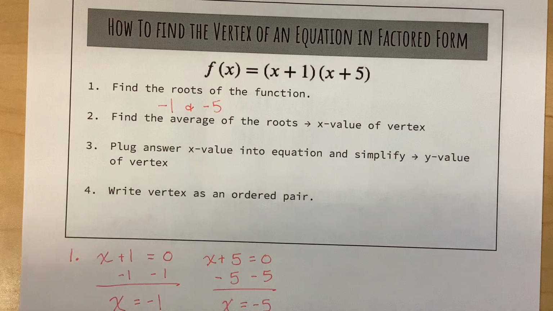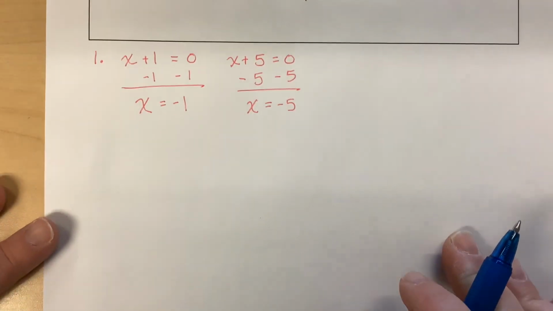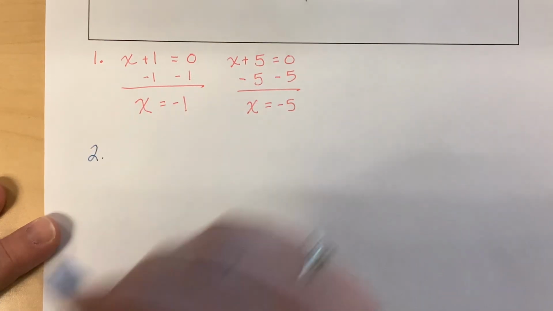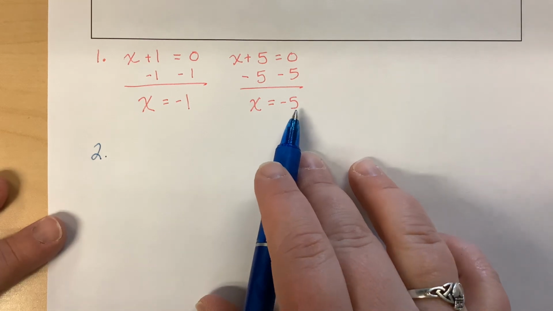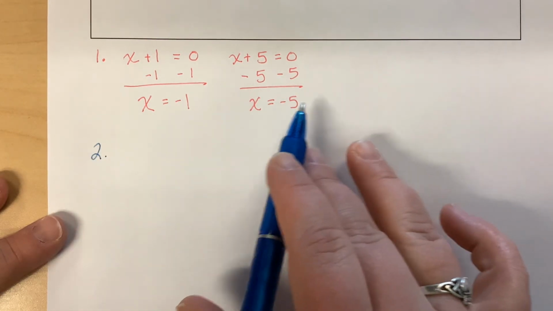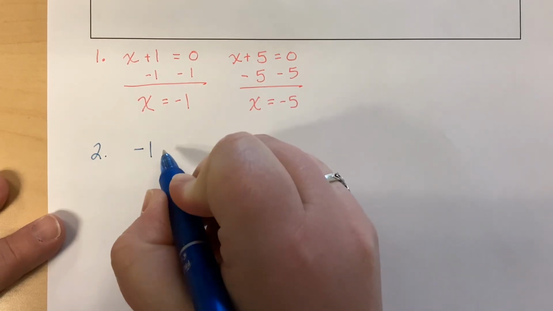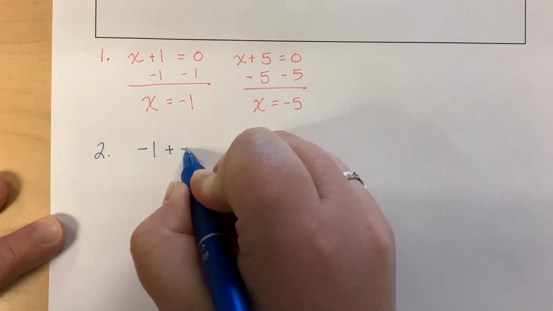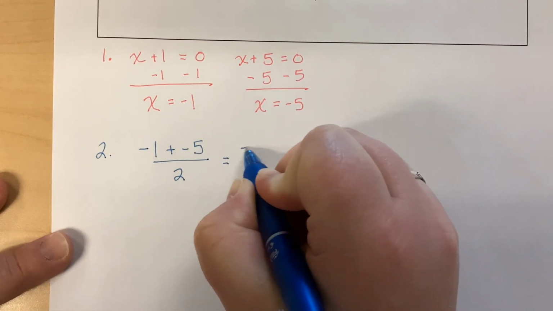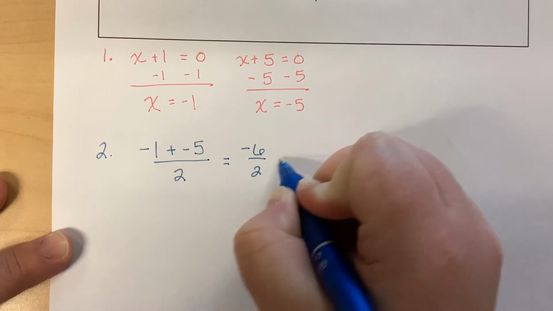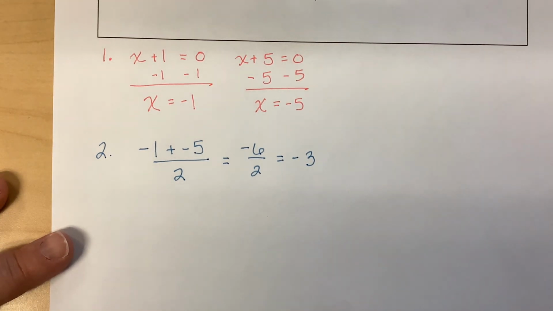Then what you want to do is find the average of those roots. That will give you the x value of your vertex. Now, it's probably been a little while since you've done average, but all that means is you take the two numbers, you add them together, and then you divide by 2 in this case because there are two numbers being added together. So it's negative 1 plus negative 5 divided by 2. Negative 1 plus negative 5 is negative 6. And when I divide that by 2, I get negative 3. So that is the x value of my vertex.